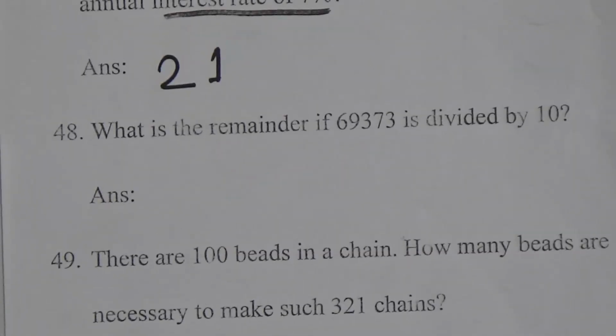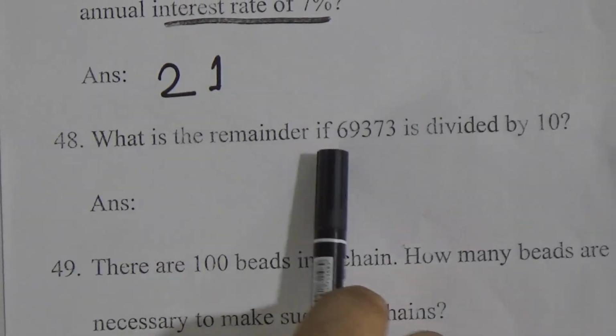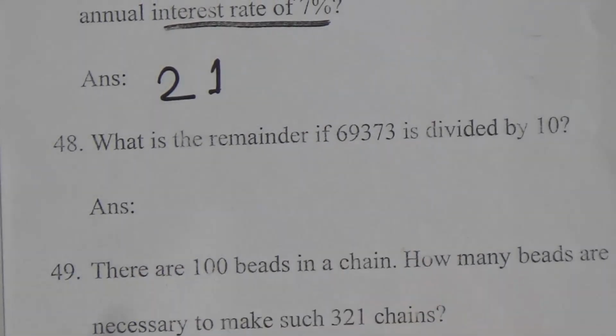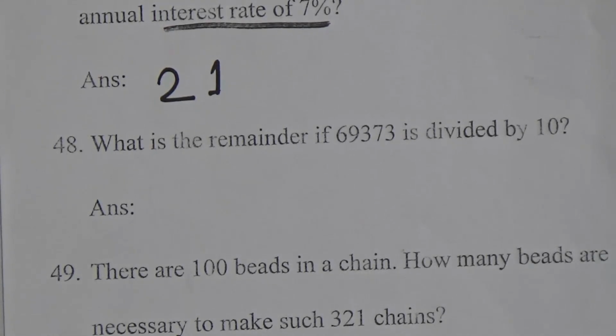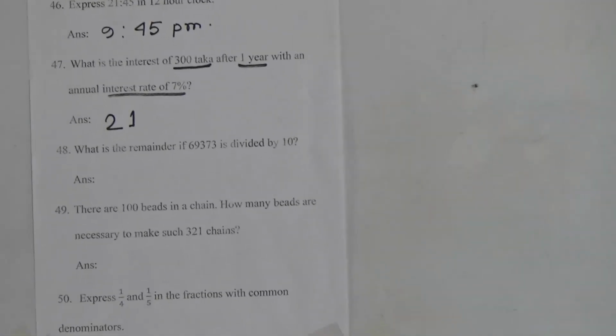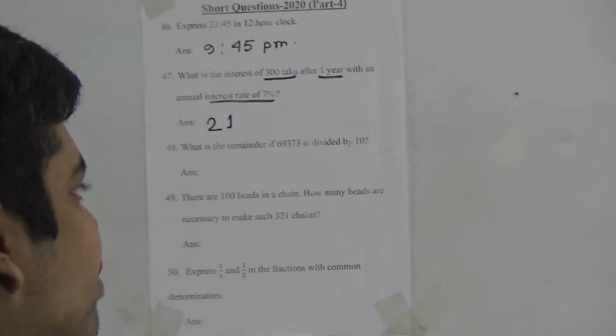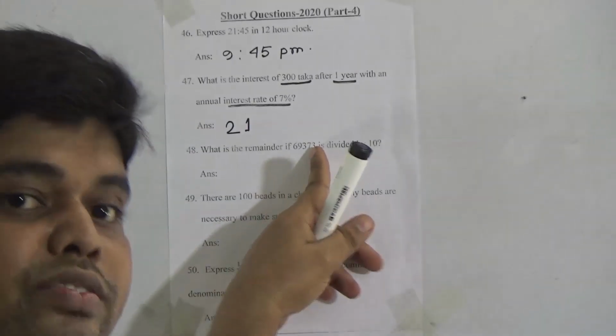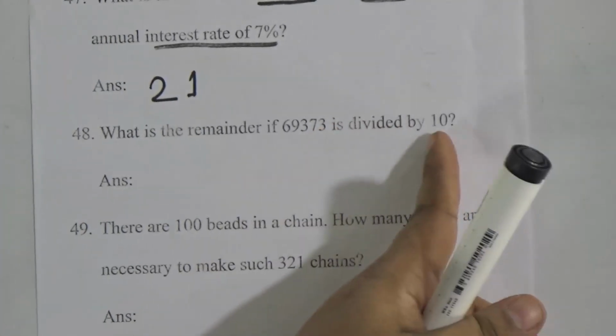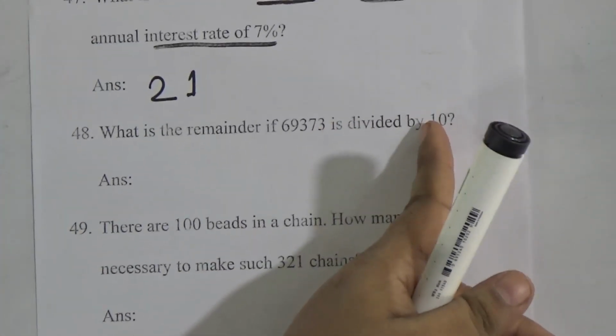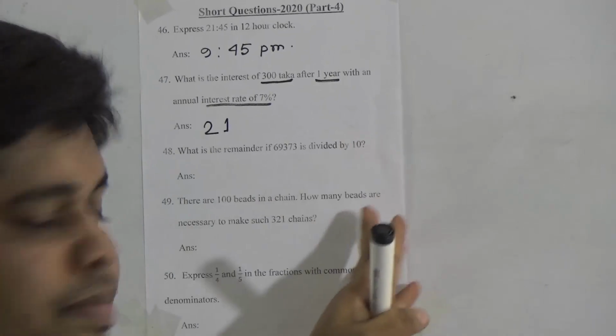Question number 48 is: what is the remainder if 69,373 is divided by 10? Dear students, notice, when a number is divided by 10, if the number's last digit is 0, then that number is divisible by 10. But here you notice the last digit is 3. For this reason, it is not divided by 10 exactly. As a result, there must be a remainder.